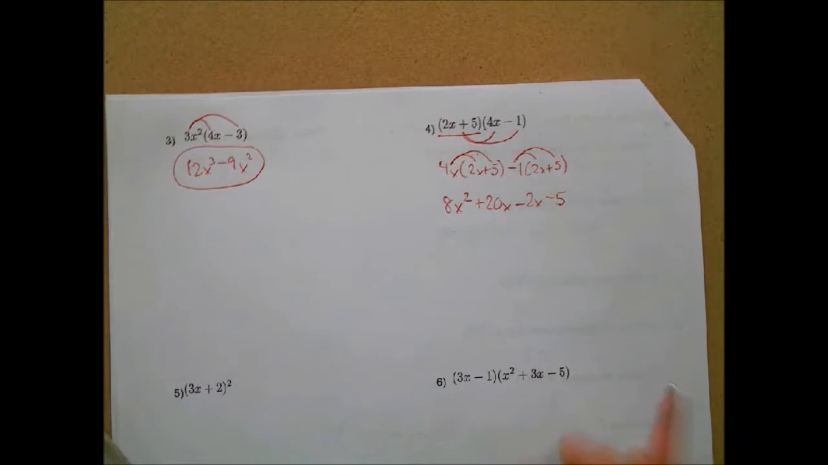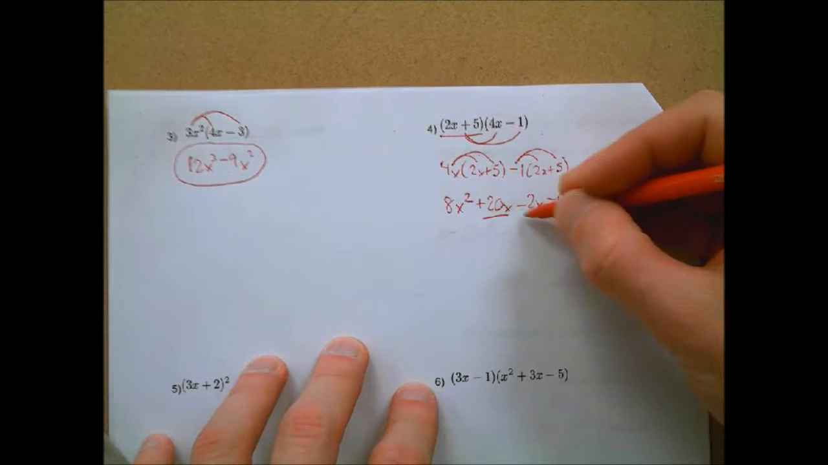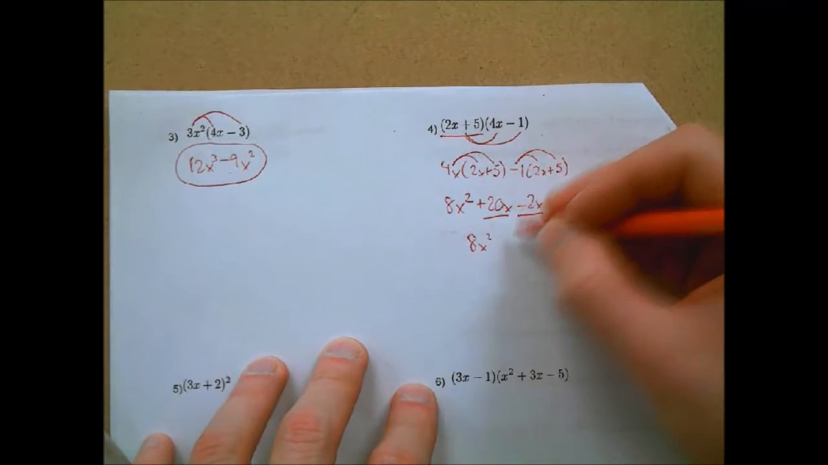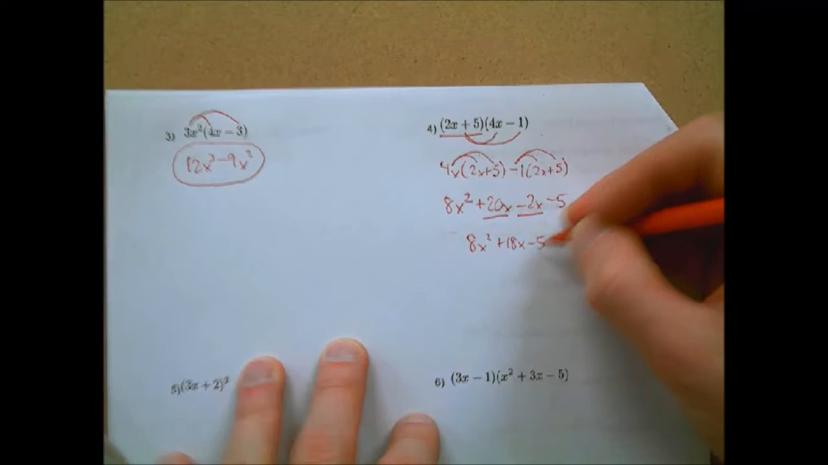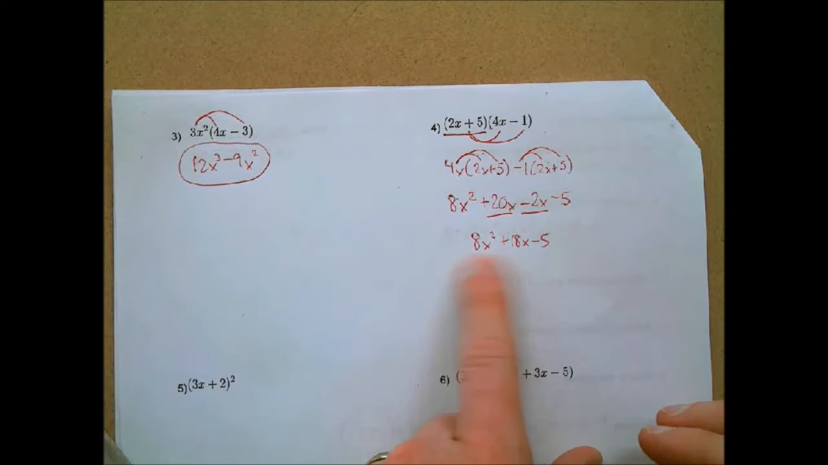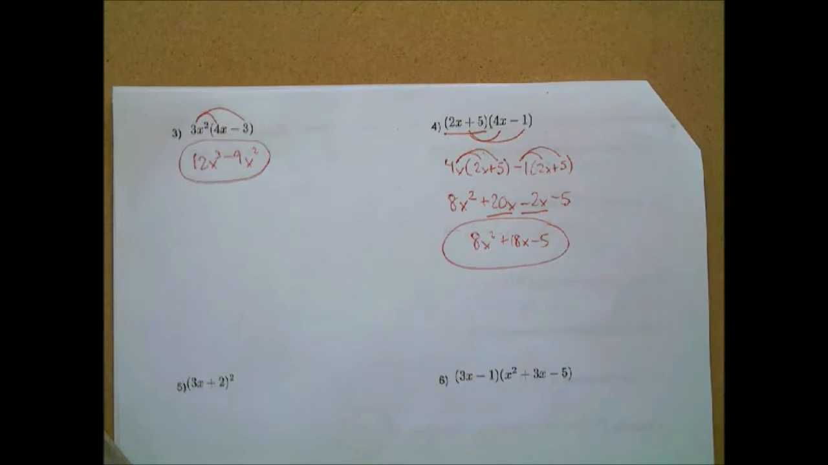What are the like terms in this case? 20x and negative 2x. Yes, so we get 8x squared. 20 minus 2 is 18x, and we still have the minus 5 there. Okay, Sean, is this in standard form? Yes, it is. We have the highest power, then the next highest, and then, well, no power. So that's our final answer there. Okay? That's all there is to it.